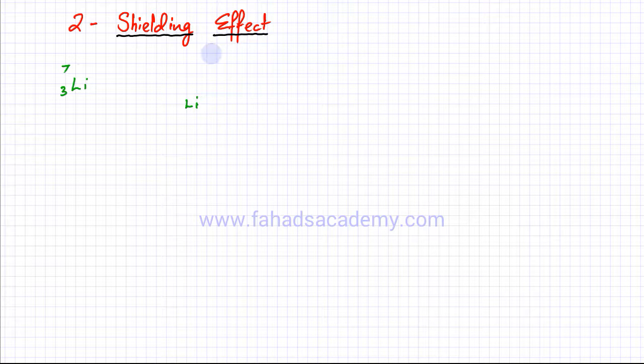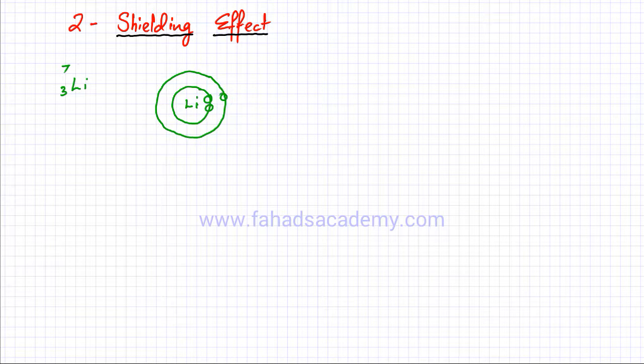So lithium has 2 electrons in the first shell. There are 2 electrons in lithium's first shell, and there's 1 electron in lithium's last shell. And I'm going to compare that with sodium.